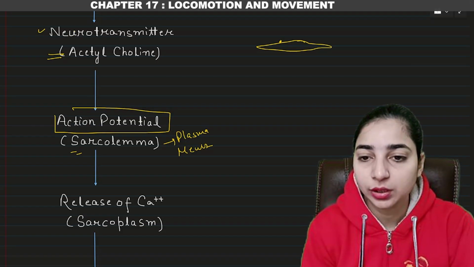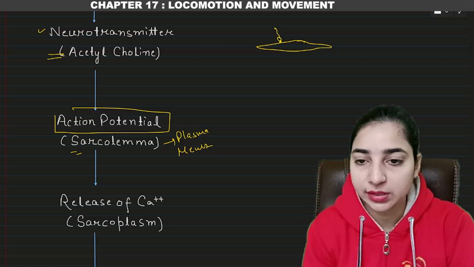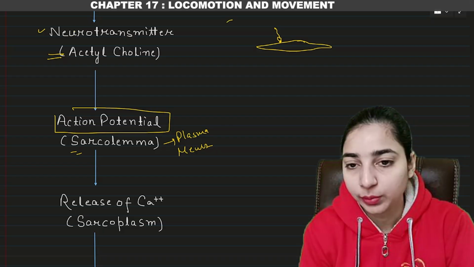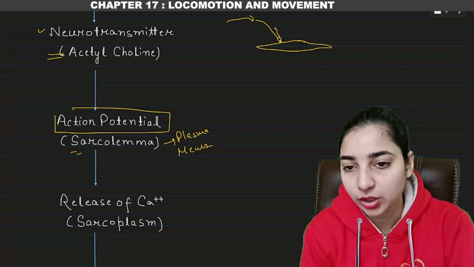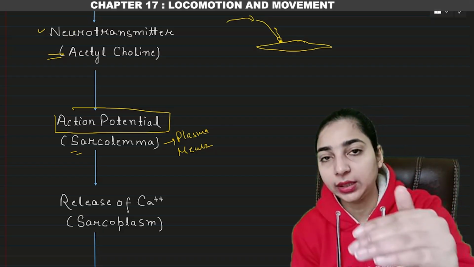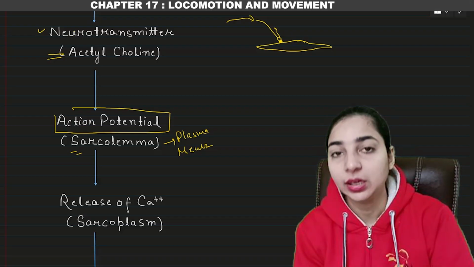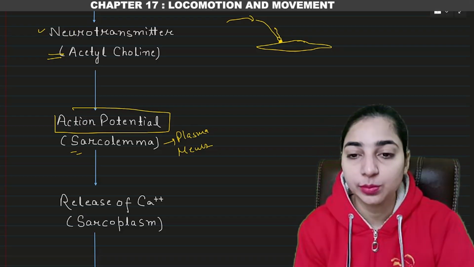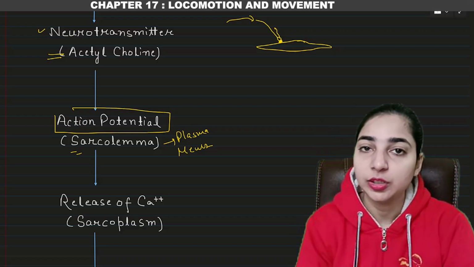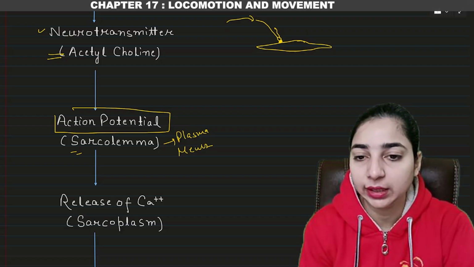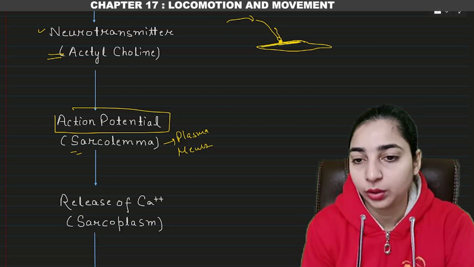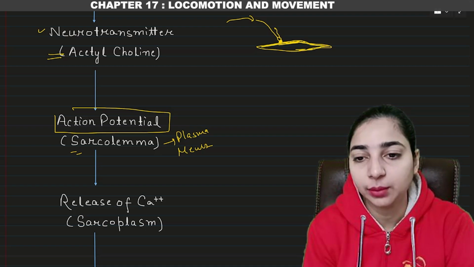This is the neuromuscular junction, that is the point at which the neurons are connected to the muscle. So they will carry the signal from the central nervous system towards this junction. Now the signal has reached the neuromuscular junction. It will lead to the release of the neurotransmitter called acetylcholine, which will generate an action potential in the plasma membrane or the sarcolemma. Sarcolemma is nothing but the plasma membrane.